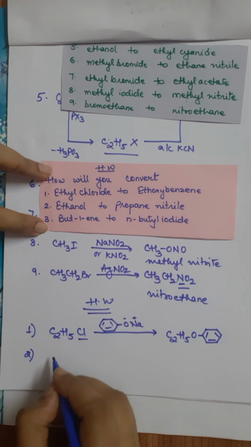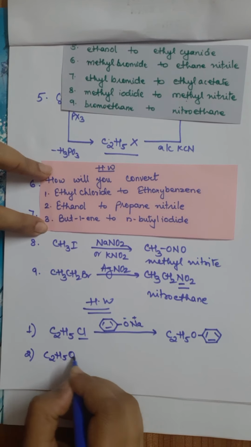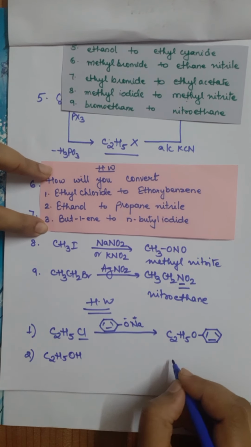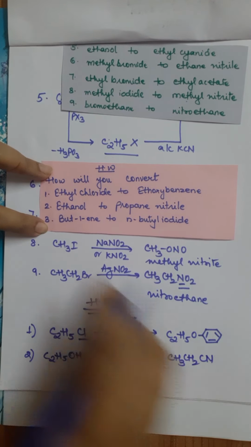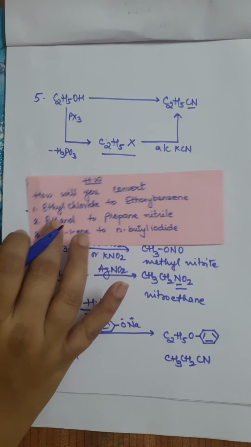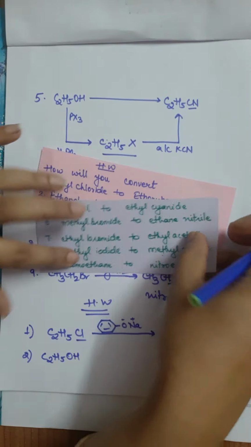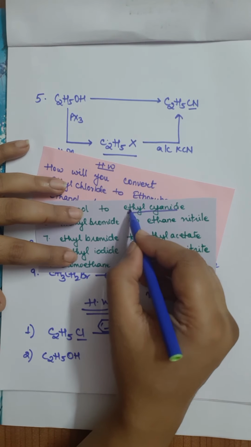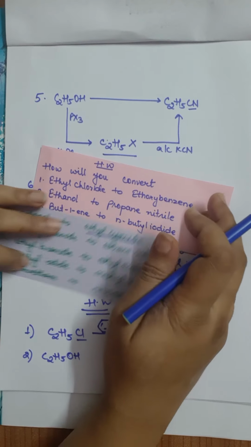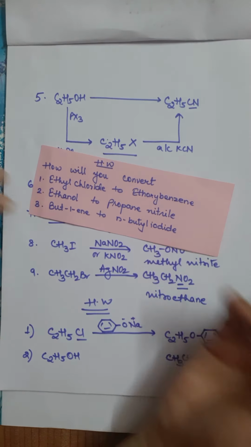Second reaction, ethanol to propane nitrile. Ethanol C2H5OH to propane nitrile. Propane nitrile means what? CH3CH2CN. Okay, just now you have done this reaction. It's the same reaction. In the beginning I had given you what? I had given you ethyl cyanide. The cyanide carbon will be included with the ethyl group, then it becomes propane nitrile. So these two reactions that I have given were the same.